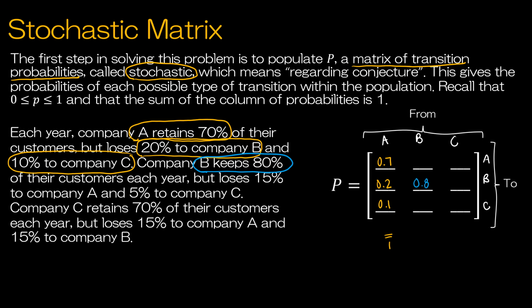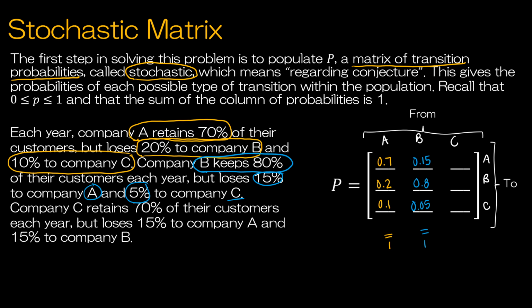And then loses 15% to A. So from B to A is 0.15. And 5% to C. Remember, 5% is 0.05. Make sure that you don't write that as 0.5, which is 50%. Again, notice that adds to 1.